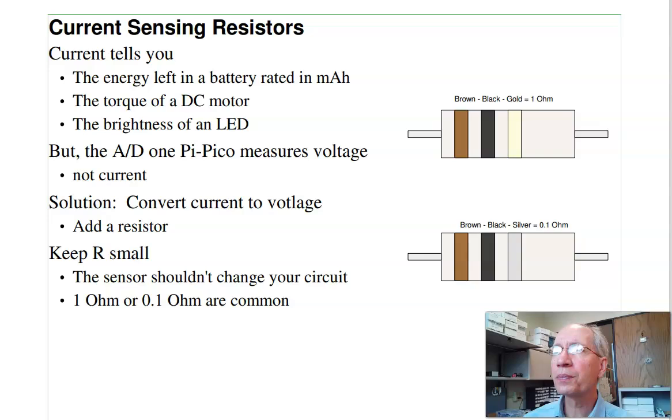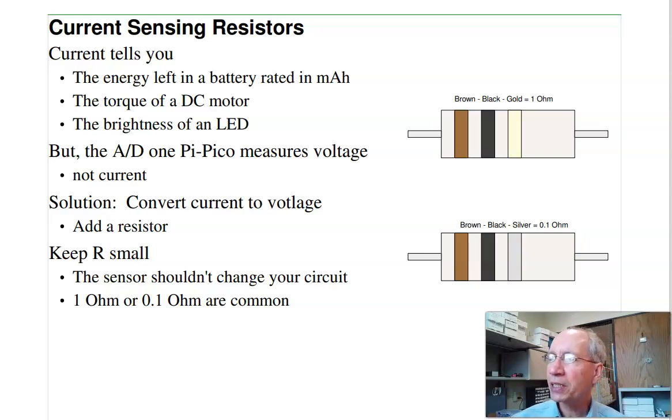So let's start out. To measure current, one of the problems is the Pi Pico can measure voltage. It can't really measure current. But using a current-controlled voltage source, also known as a resistor, I can convert current to voltage, at which point the Pi Pico can read it.